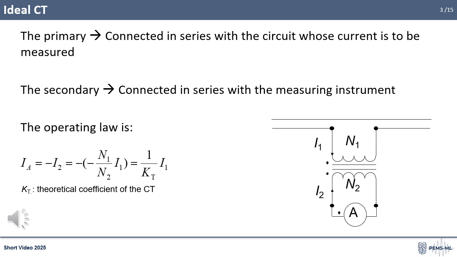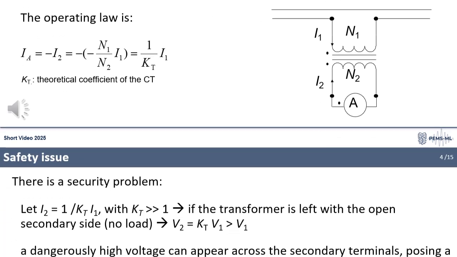According to the ideal transformer equations, the ratio of primary to secondary currents is inversely proportional to the ratio of the number of turns. Therefore, the current on the secondary side is scaled down according to the turns ratio, allowing accurate measurement with standard instruments while keeping power losses negligible.